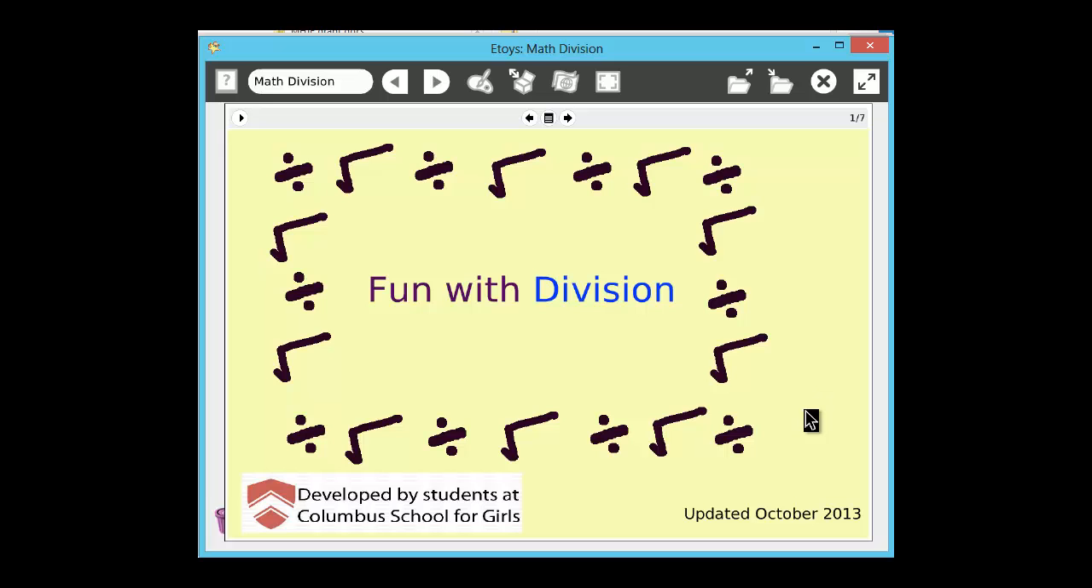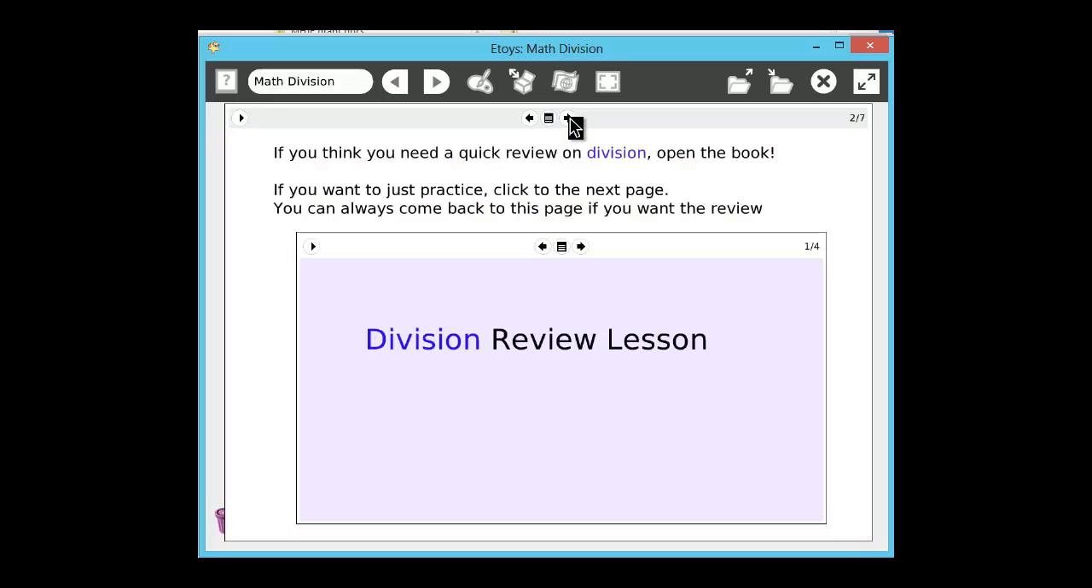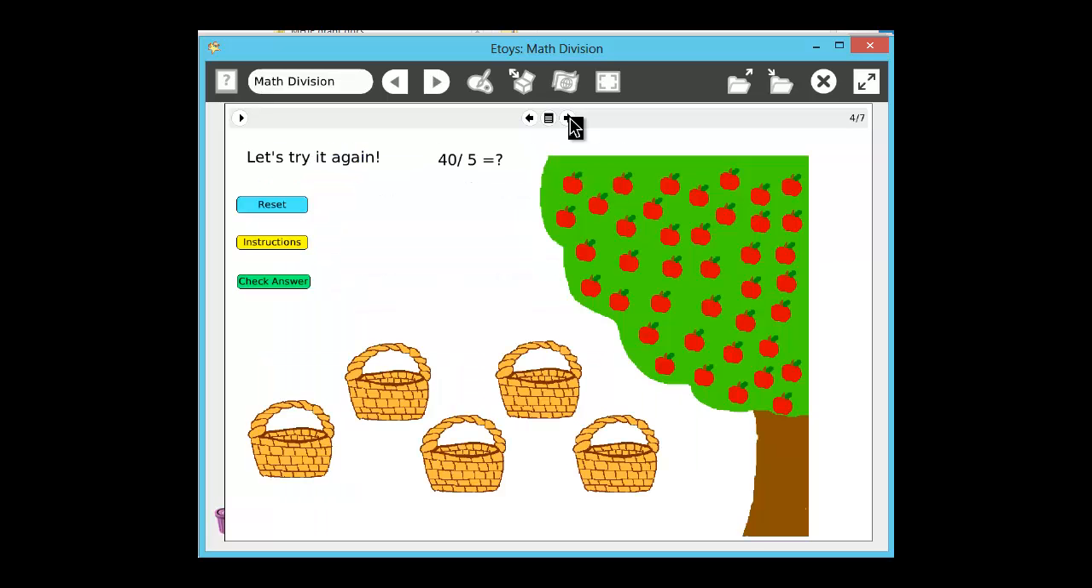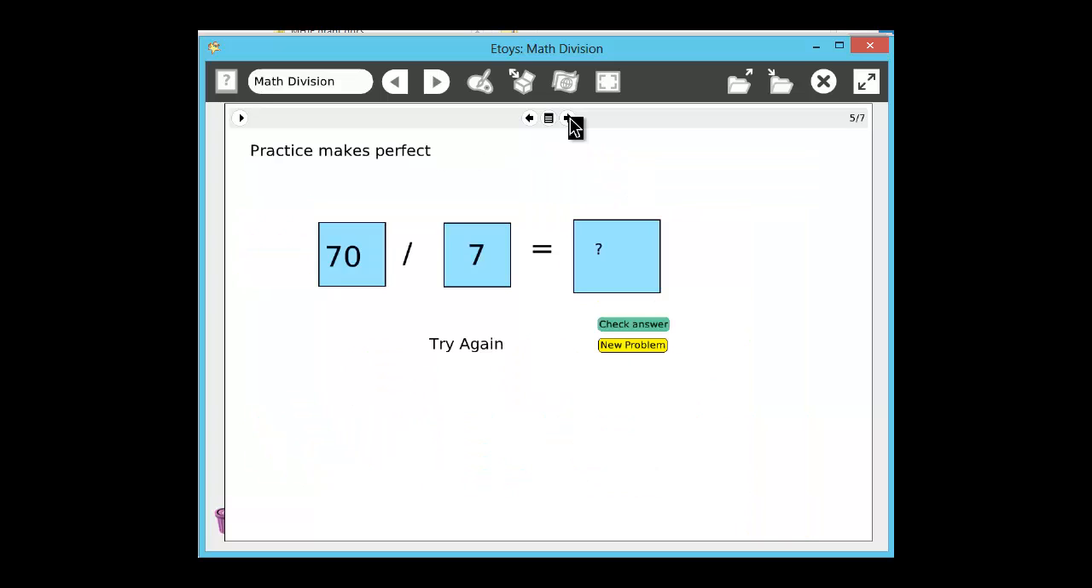In the division lesson, students are again walked through 2 different examples of how to divide numbers using baskets and apples and candies. Here's their endless practice page. So 70 divided by 7 is 10. I check my answer. It tells me I'm correct. I get new problems. This page has been set up so the quotients are always whole numbers. You'll never end up with decimals and fractions.